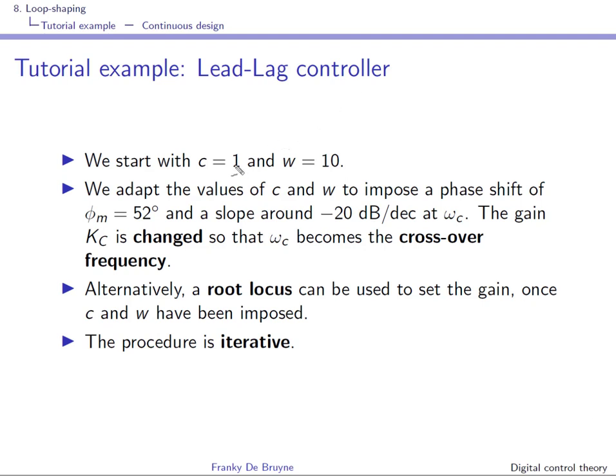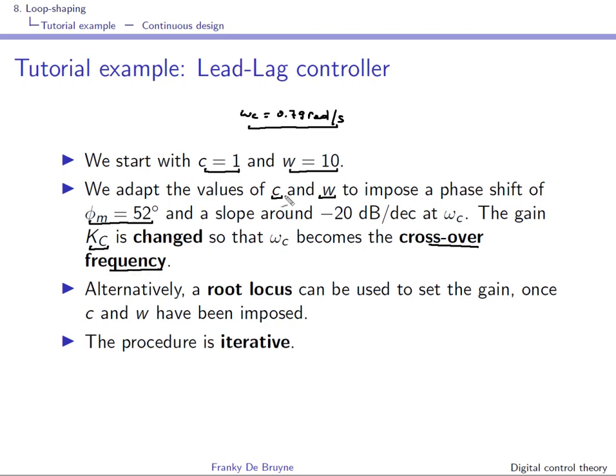We'll start with parameters c equal to 1 and W equal to 10. This means that the lead lag action is centered at omega c. Omega c here is 0.79 radians per second, and the frequency range 1 over T lead, 1 over T lag is precisely a decade. Of course, we then have to adapt the parameters c and W in such a way that at omega c, 0.79 radians per second, we have a phase margin of 52 degrees. At this point, this frequency is not yet the crossover frequency.